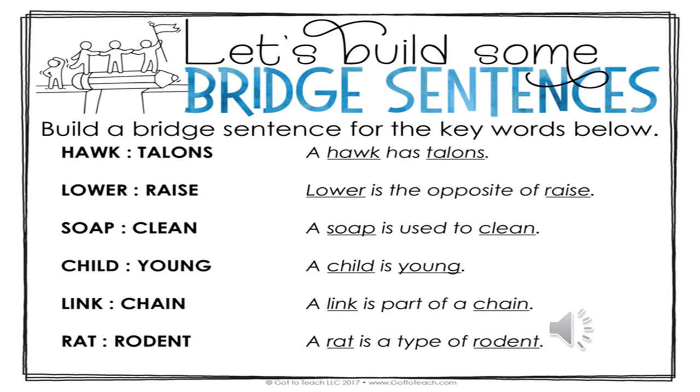Let's build some bridge sentences. Build a bridge sentence for the keywords below. Hawk is to talons. The bridge sentence is a hawk has talons. Lower is to raise. Lower is the opposite of raise. Soap is to clean. The bridge sentence is a soap is used to clean. Child is to young. A child is young. Link is to chain. A link is part of a chain. Rat is to rodent. A rat is a type of rodent.